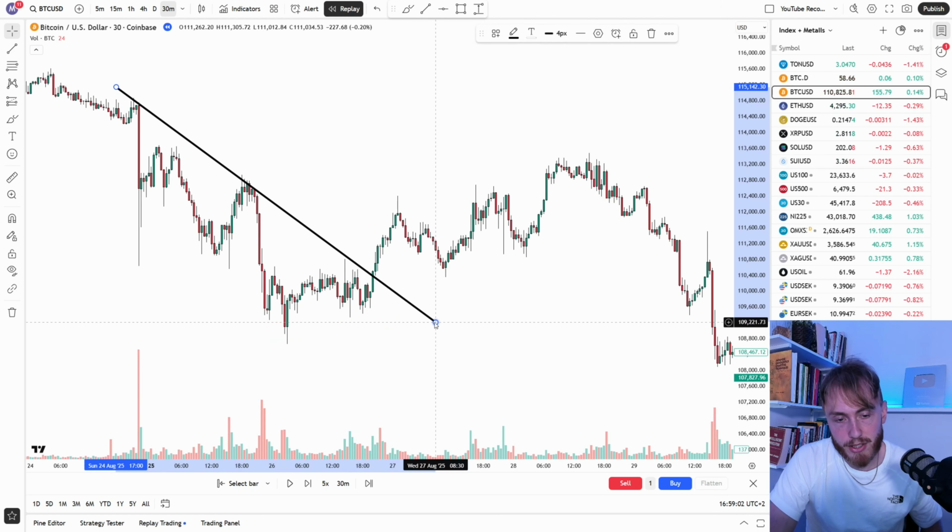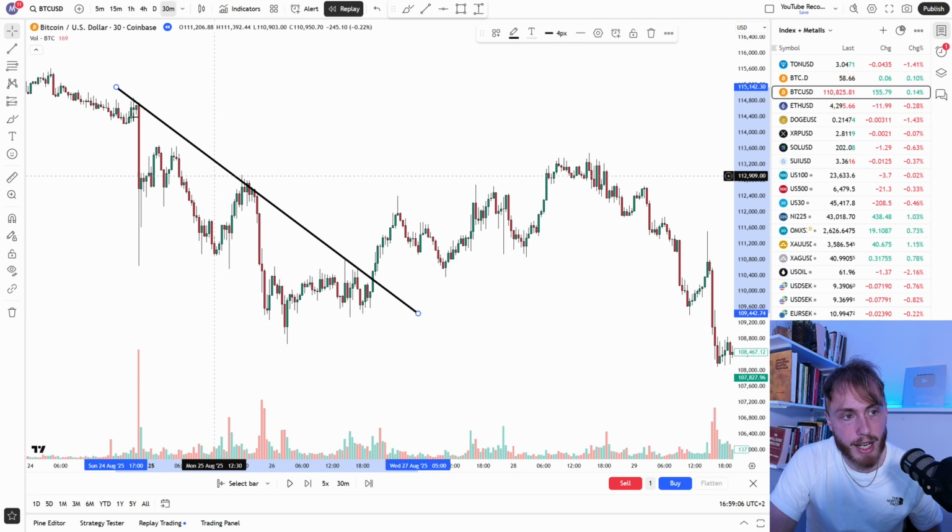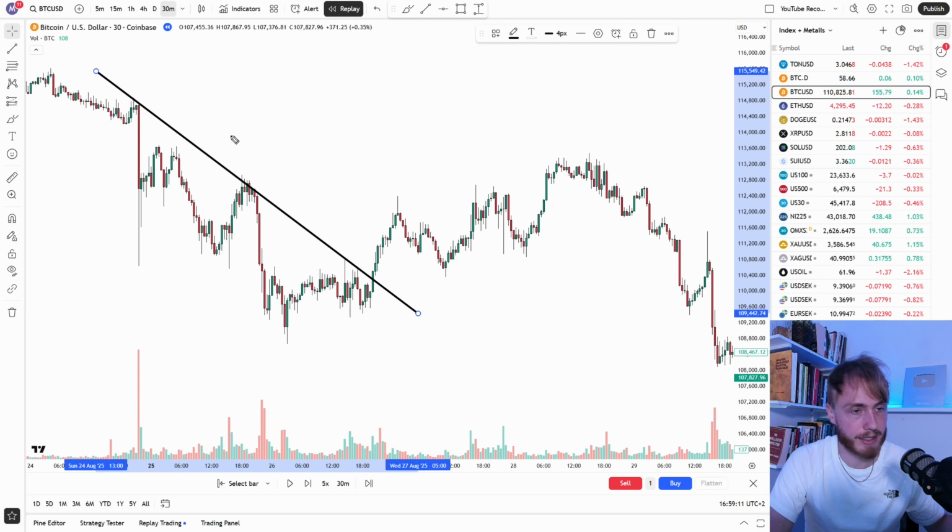And another thing I can mention is that what I usually do is try to adjust the trend line to include as many touches as possible. This is definitely not a science. This is not a perfect way to do it, but I do want to include these touches, this touch right here, this touch. And then you can see eventually this trend line broke out right here.